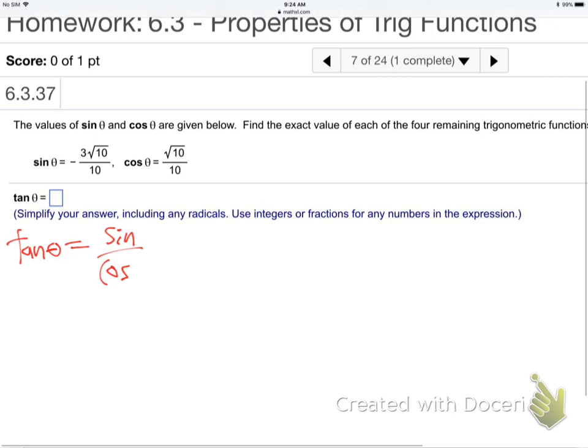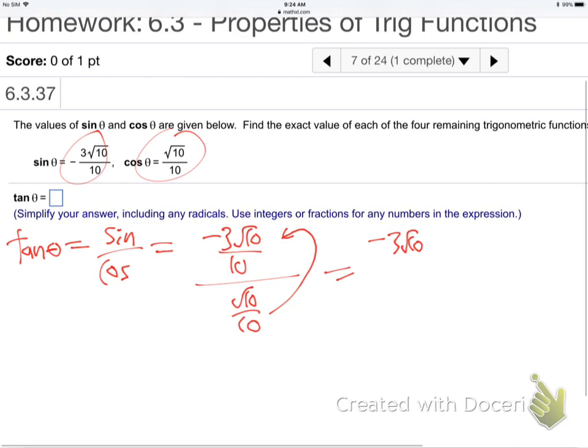Congratulations. That's exciting. All right, so tangent is sine over cosine. So negative 3 root 10 over 10 all over cosine, root 10 over 10. You just grab that cosine in the denominator and flip it up. So negative 3 root 10 over 10 times 10 over root 10. It's just minus 3 after all that.